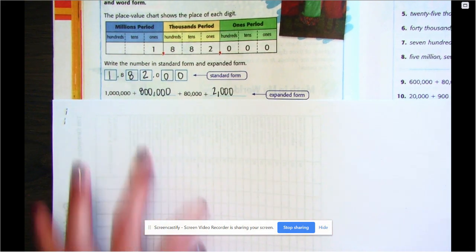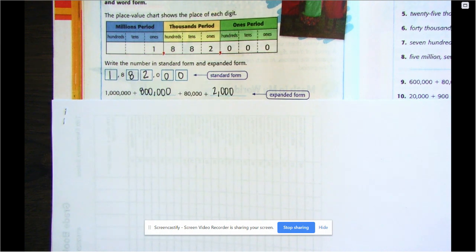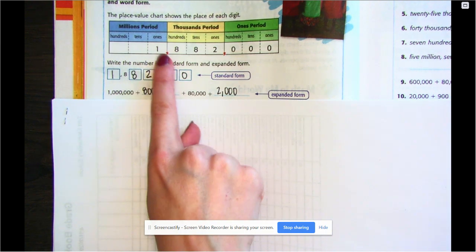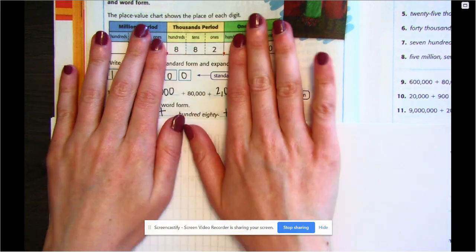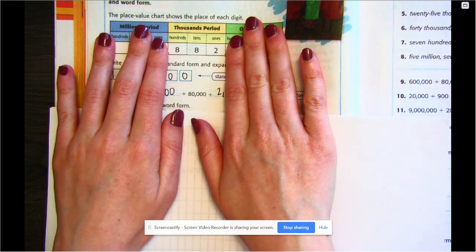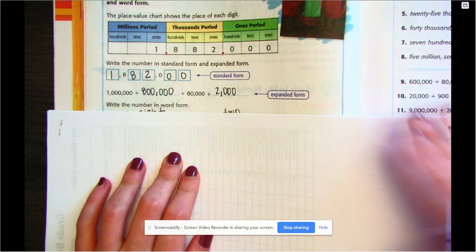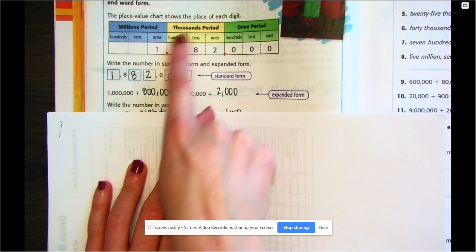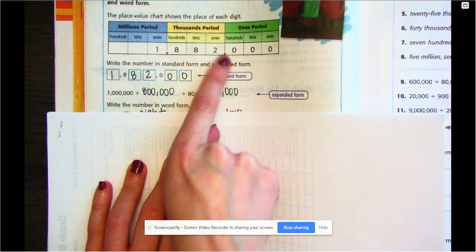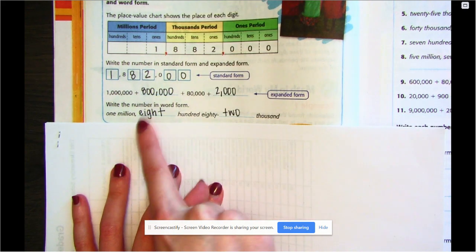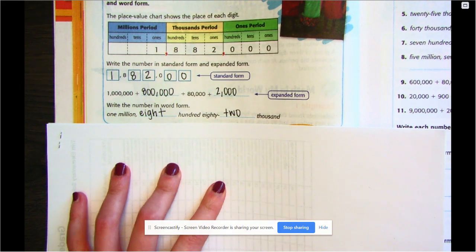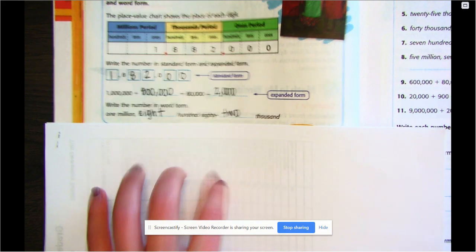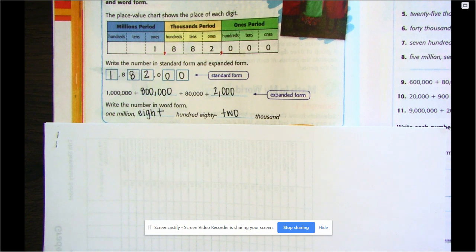And then word form is just the words that you say when you read a number. So 1 million, I think they have that. Yep, 1 million. And then this number, when we read, we don't read the 1,000 or the million until we get to the comma. So 1 million, read this full number, 882, then 1,000. So I wrote 882,000. And then since there's zeros left, there's nothing else left to do. So that is standard form, expanded form, and word form.